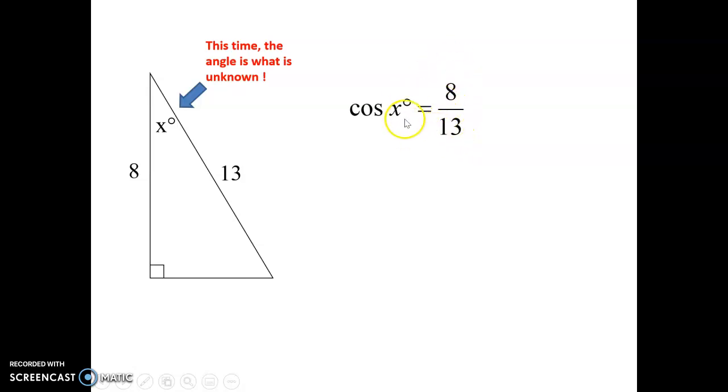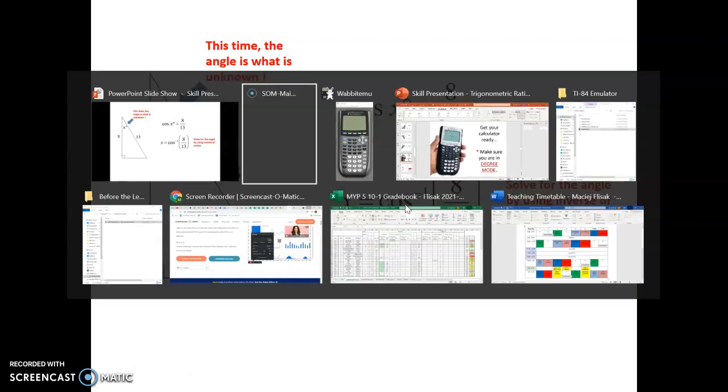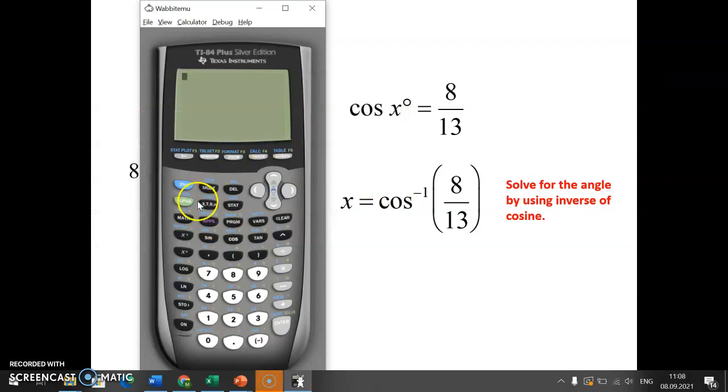Now for that, you need to do something called an inverse cosine. Whenever the angle is the unknown, we use what's called an inverse cosine, also known as arc cos. That is on your calculator. Instead of pressing cosine, we press second and then cosine, because above that you can see in blue cosine with the little negative 1. That's arc cosine, or inverse cosine. Then I'll put 8 divided by 13 here, close that parenthesis, enter, and we have our answer there.